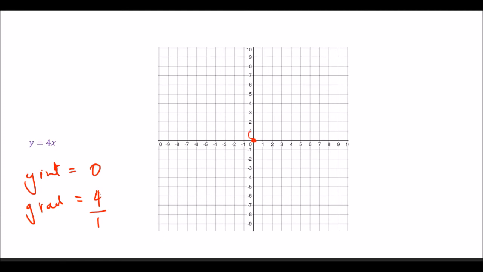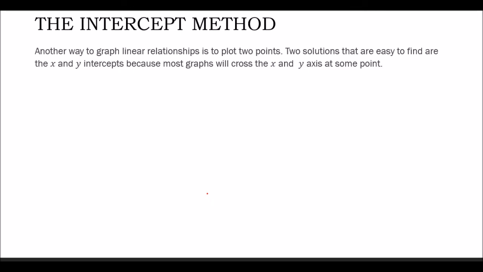It's a positive number, so I'm going to go up 2, 3, 4, and then go across 1. So from there, do 2 points and join the line. My lines are horrible, but there is your graph. Easy. Now, the other method that we're going to look into is what we call the intercept method.